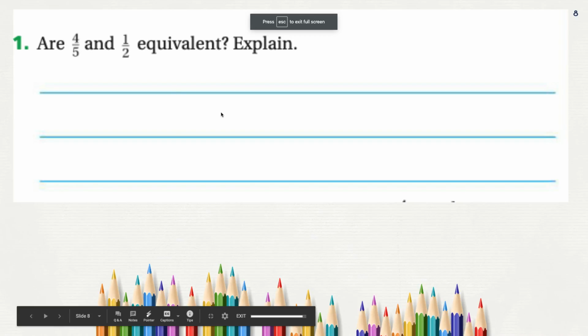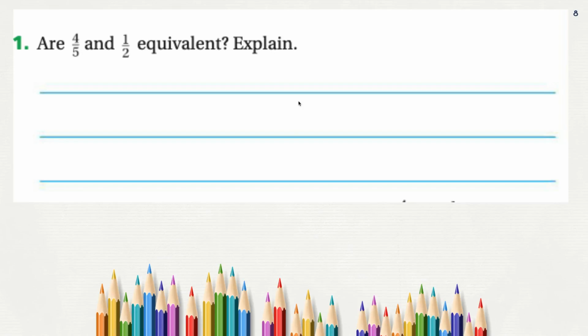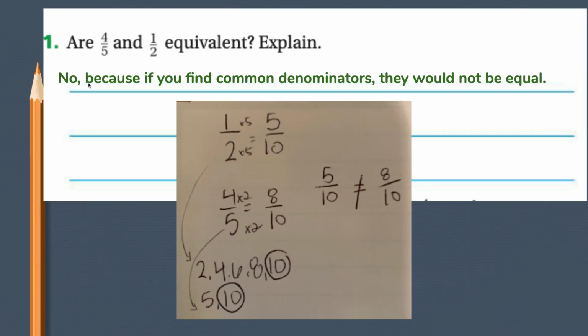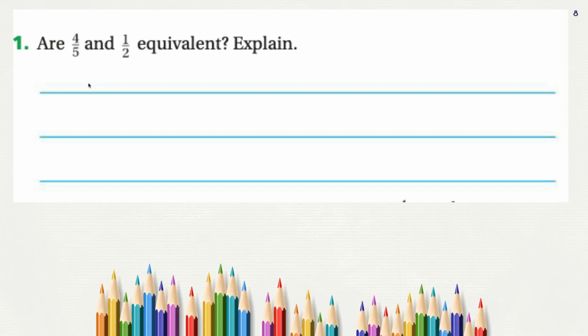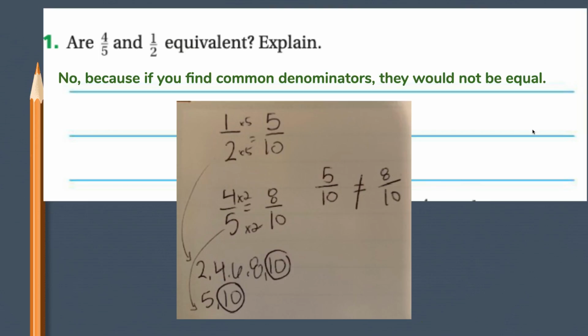All right, so question 1 on page 346. Are 4/5 and 1/2 equivalent? Explain. I want you to pause me and answer. All right. Hopefully you put something maybe similar to what I have. I said no, because if you find common denominators, they would not be equal, meaning that their numerators would not. The numerators show what is shaded, and so they do not have the same amounts shaded. So do you remember our not equal sign? That is kind of what I've put here.